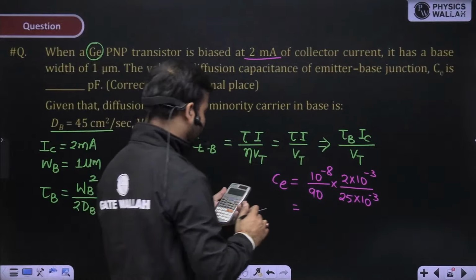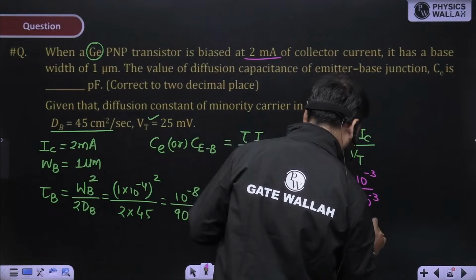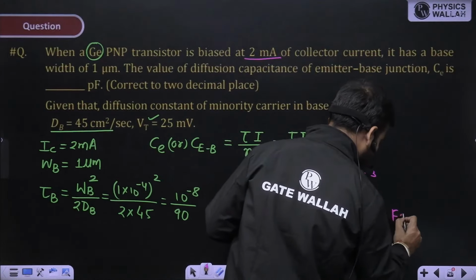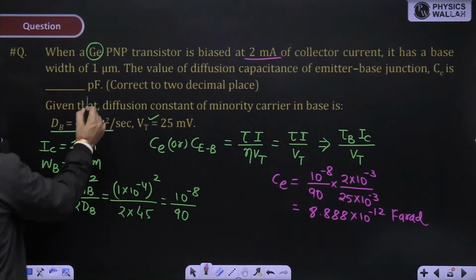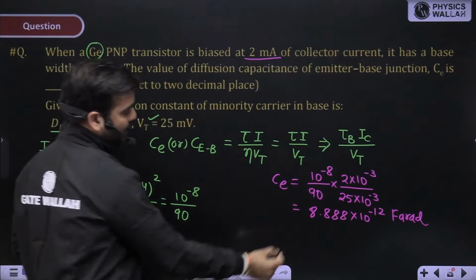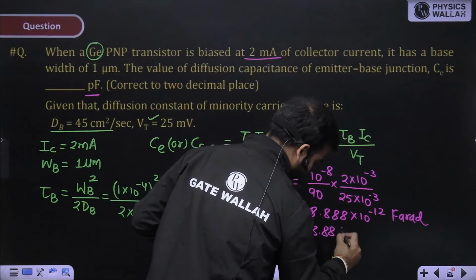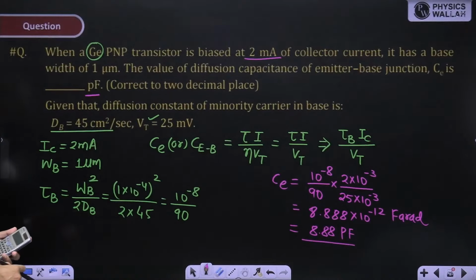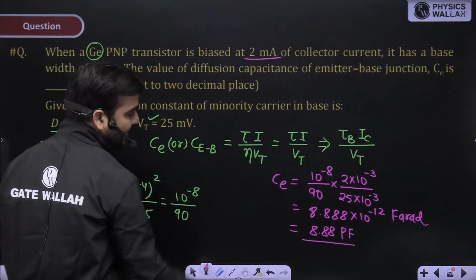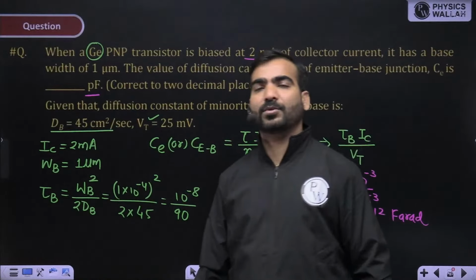So it is 8.88 times 10 to the power of minus 12 farad. Capacitor unit is farad, so we have to find it in picofarad. Picofarad means 10 to the power minus 12 is pico. So it is 8.88 picofarad. Correct to 2 decimal places, it is 8.88 or 8.89 picofarad. This is the answer for this question.